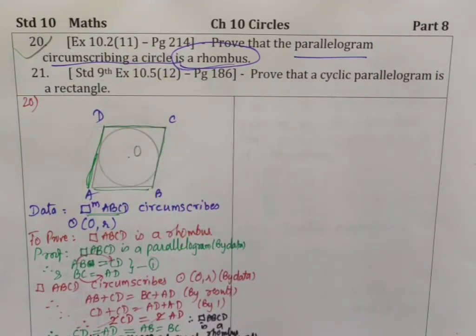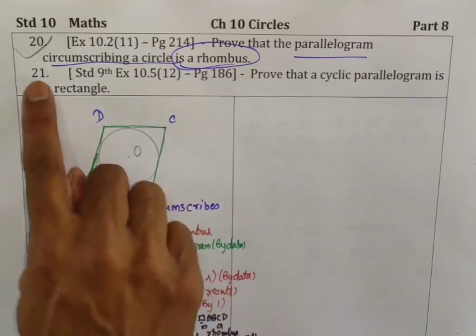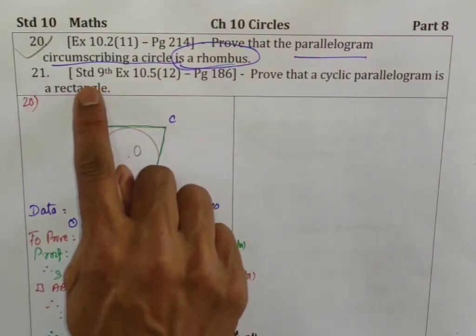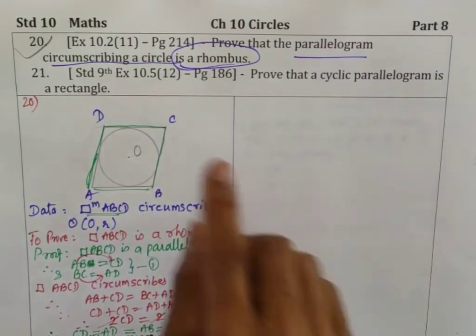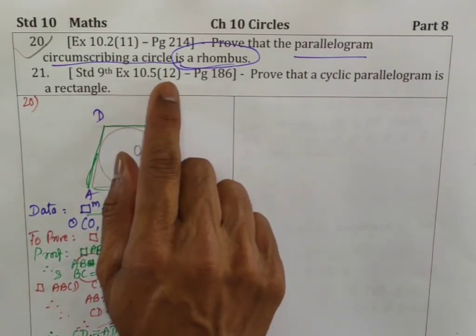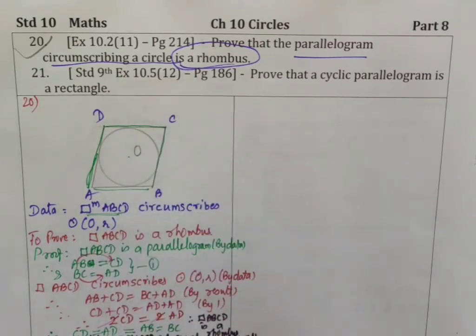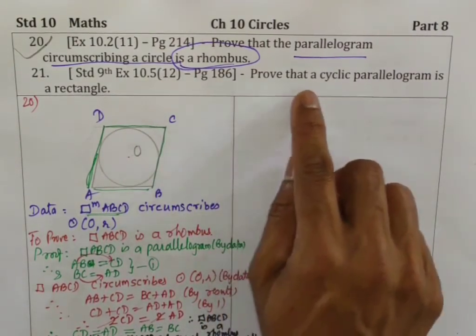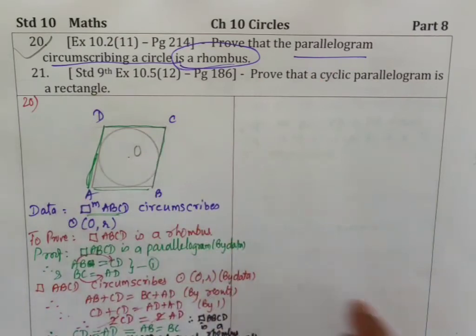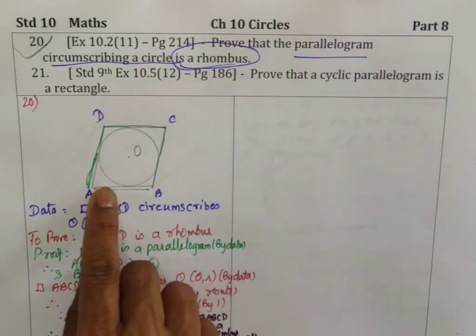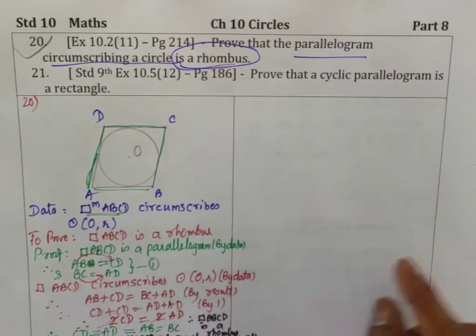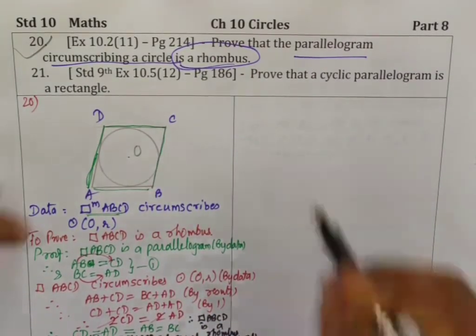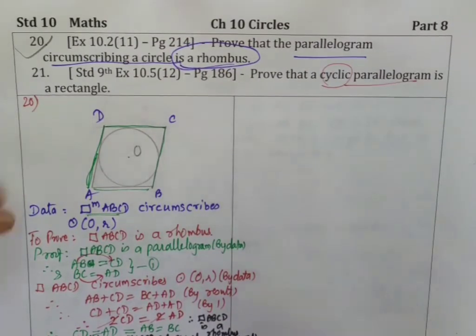This is from 10th. Did you get that? Fine. Now 21st. It is of standard 9. So we will only see the proof, you do not have to write it. Exercise 10.5 textbook's 12th sum, on page 186. Prove that a cyclic parallelogram is a rectangle. Now this parallelogram was circumscribing the circle, and this parallelogram is cyclic. This is different, a cyclic parallelogram.